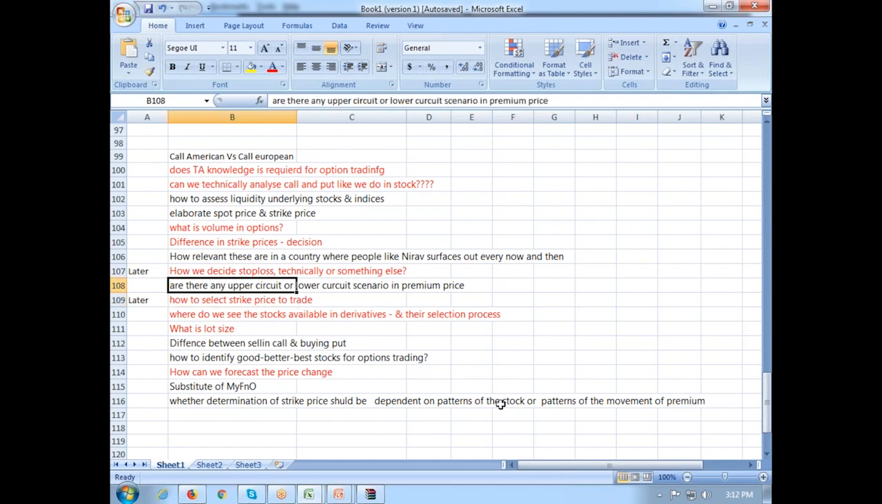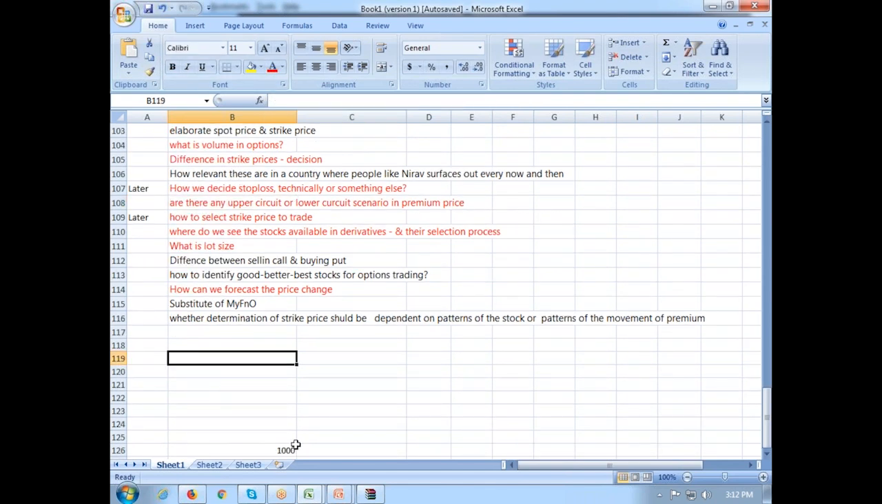This is a unique question and a very important question. I guess not many of you have come across this problem before. Are there any upper circuit or lower circuit scenarios in option premium prices? Yes, there are. It's a unique problem that the exchange has also not found a good solution for. It's a unique kind of situation that the exchange is in.